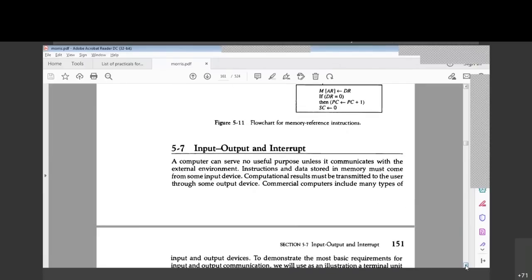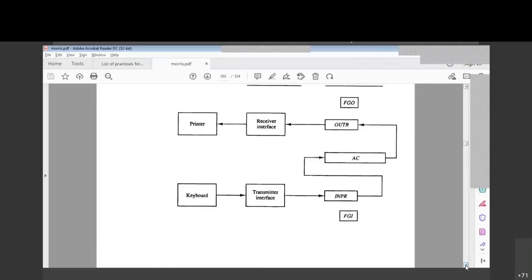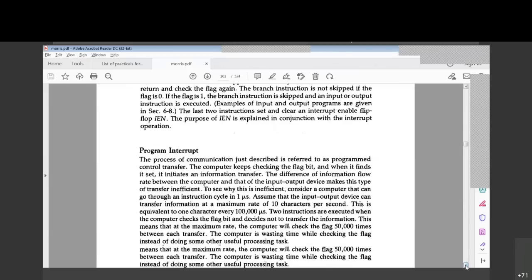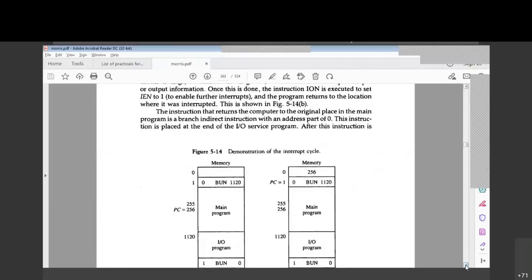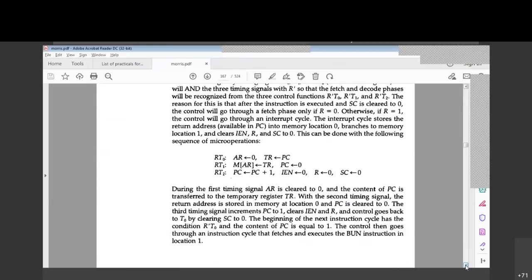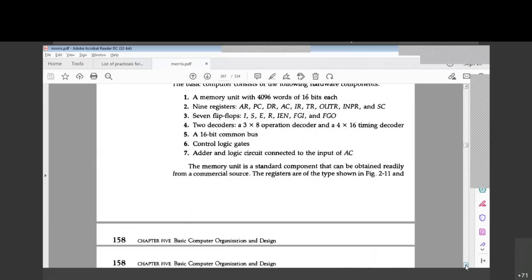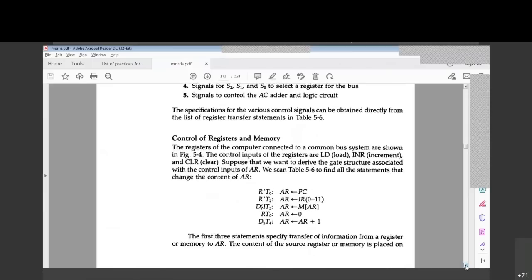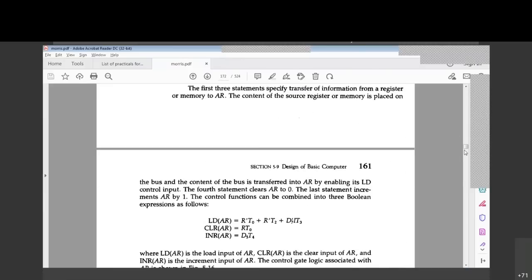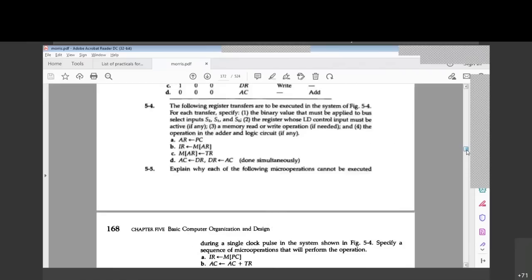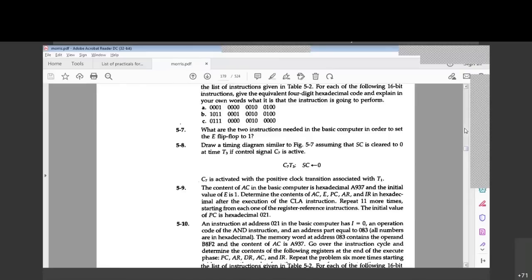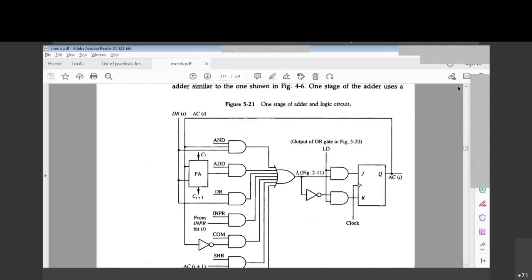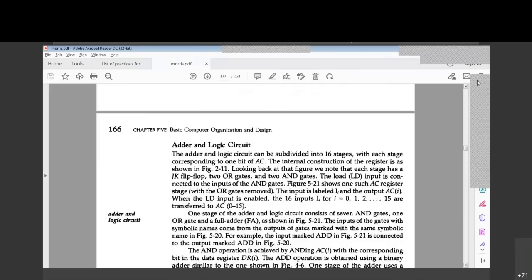So in the next class, we'll be seeing input, output and interrupt. बाकी है. Okay, so now if you have any doubts in the concepts that we have studied till now, you can ask me.